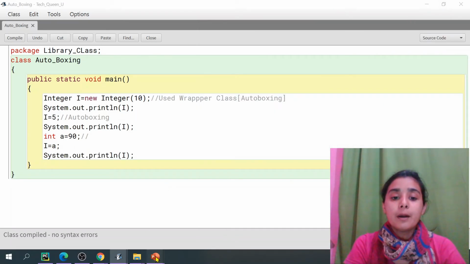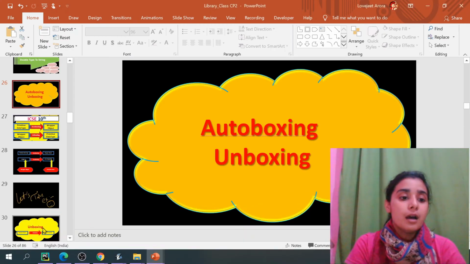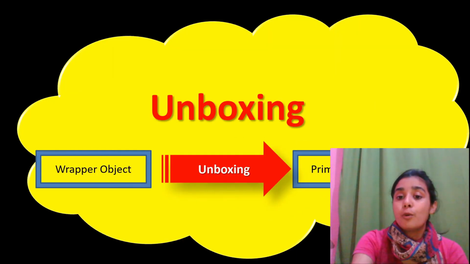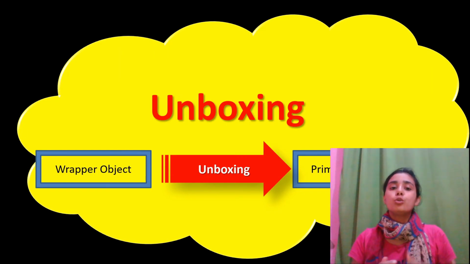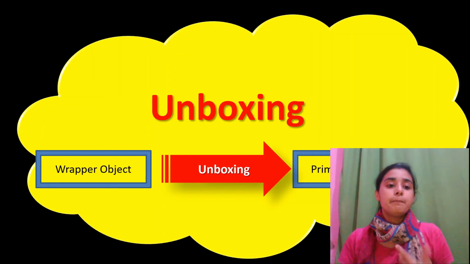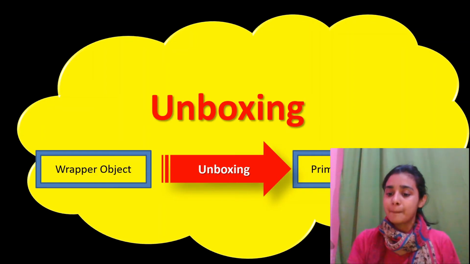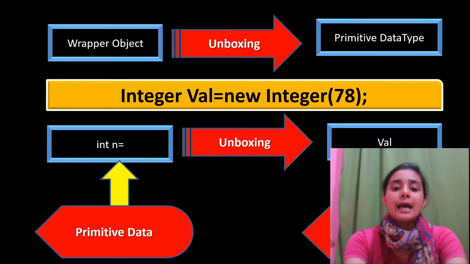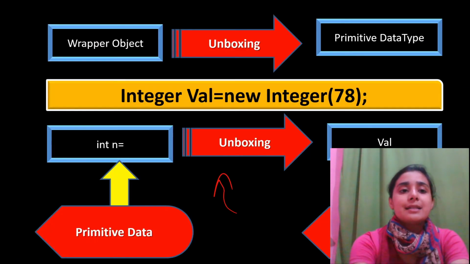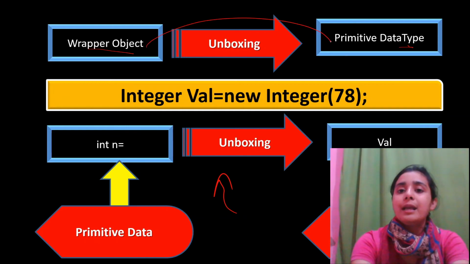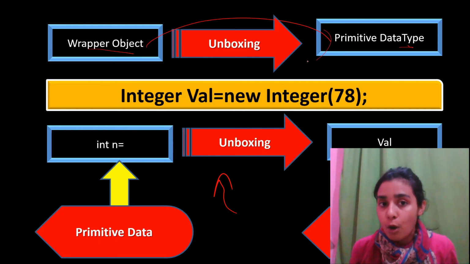Okay, now I'm coming back to the slide for unboxing. We have done autoboxing. We understood autoboxing was what? The primitive into the wrapper object. But if I want to do the reverse of that, the wrapper class object into the primitive, that is called unboxing. Here this diagram will help you understand the concept. The wrapper object, we are converting it into the primitive data type, that is called unboxing.